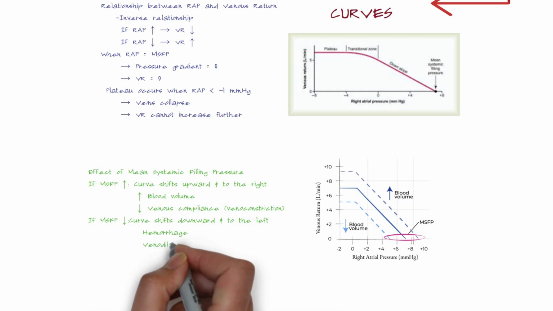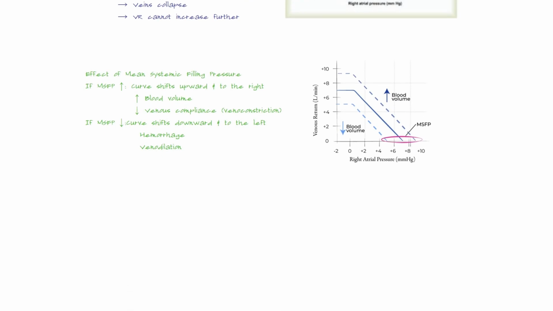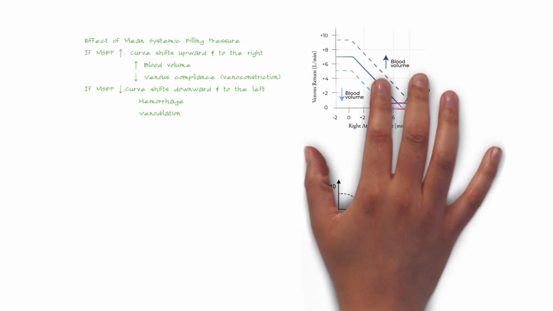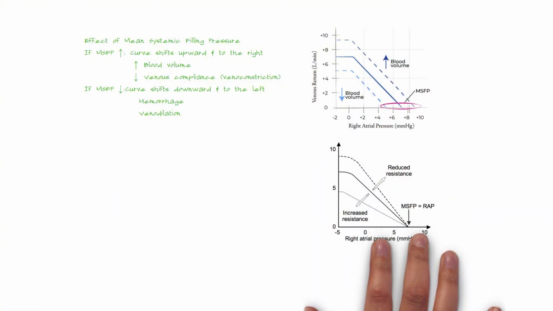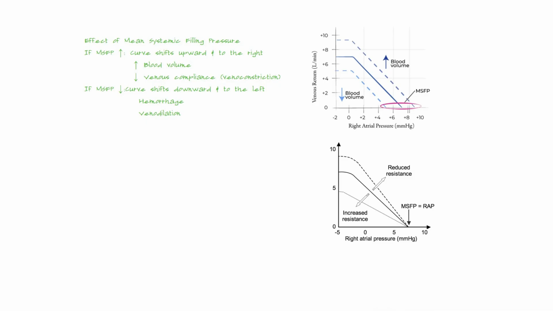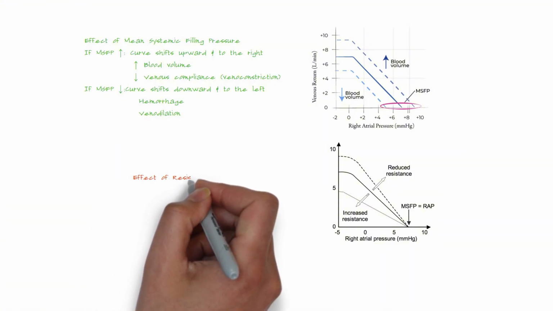Okay, the mean systemic filling pressure can increase or decrease by changes in the blood volume or the compliance. Remember that increasing the blood volume or decreasing the compliance causes an increase in the mean systemic filling pressure. The third curve is the resistance to venous return. And here we fix the right atrial pressure and the mean systemic filling pressure and change the resistance. The relationship is inverse, so when the resistance decreases, the venous return increases, and the curve slope becomes steeper.